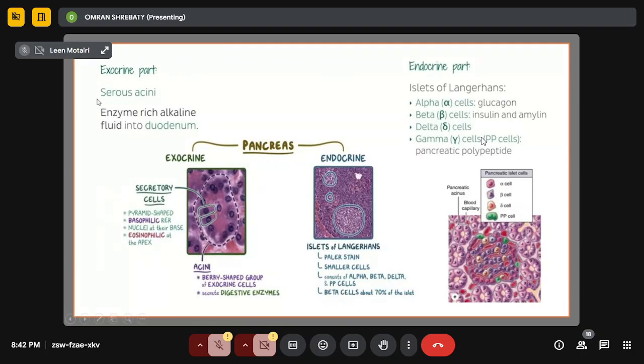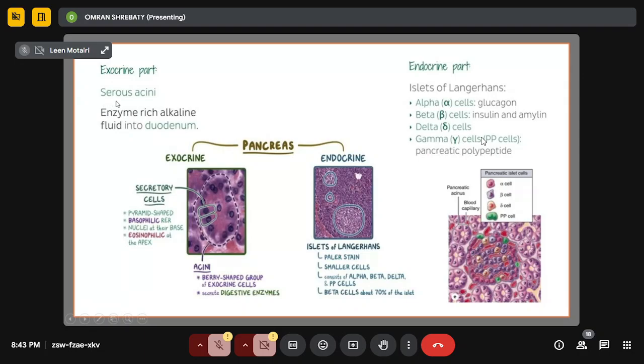It's secreted from the what? Serous acini. While, as we said in the previous slide, the endocrine part is the islets of Langerhans. This is going to be the shape of it, and it includes many cells: the alpha cells, the beta, delta, and gamma. But we should focus mainly on alpha and beta. Alpha secretes glucagon, while beta secretes insulin and amylin. Delta and gamma, as we said, are also there.